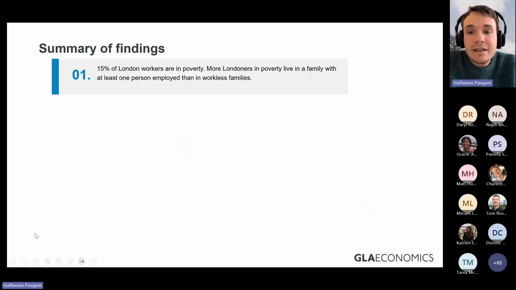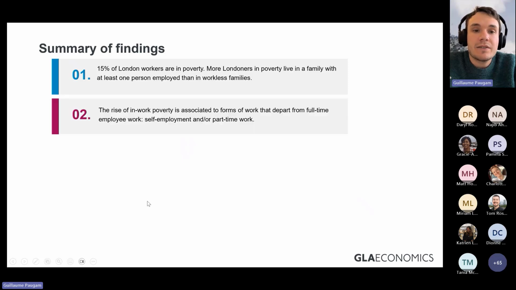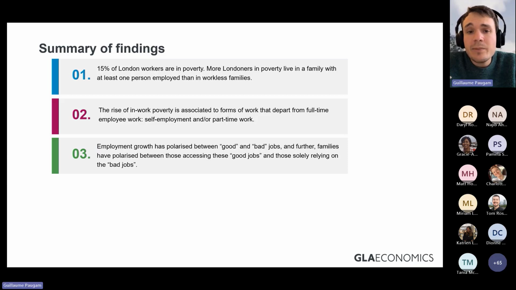So to summarize, 15% of London workers are in poverty. That has been rising over time, and more Londoners in poverty live in a family with at least one person employed than in a workless family. The rise in work poverty is associated with forms of work that depart from full-time employee work, especially self-employment and/or part-time work. Employment growth has been polarizing between, to put it very simply, quote-unquote good and bad jobs, which is a huge oversimplification, but it's useful to understand generally what has been going on.